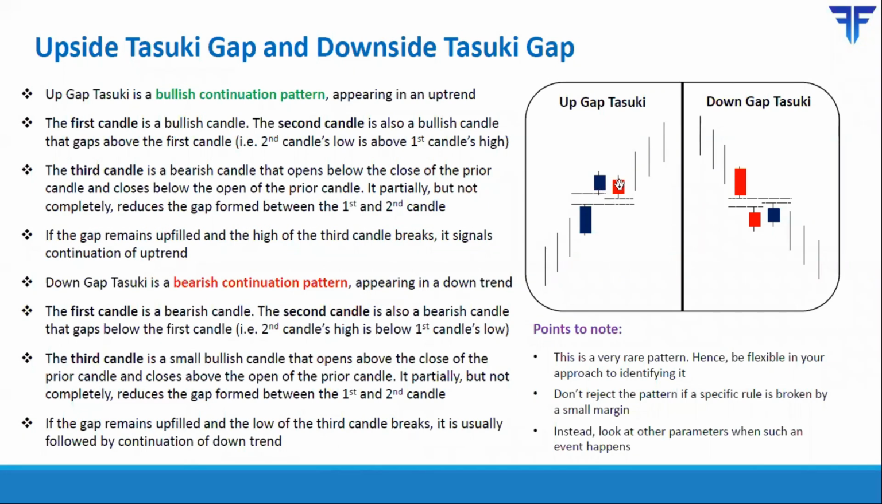Again, I'll repeat, the third candle opens below the close of the second candle, and then goes on to close below the open of the second candle. That gap may or may not be filled by the time the third candle is completed, but ideally that gap should exist. As you can see, there is a small gap that is still prevalent between the first candle's high and the third candle's low.